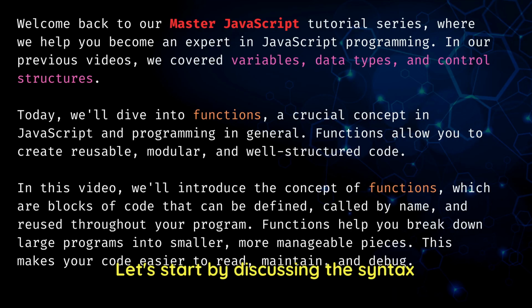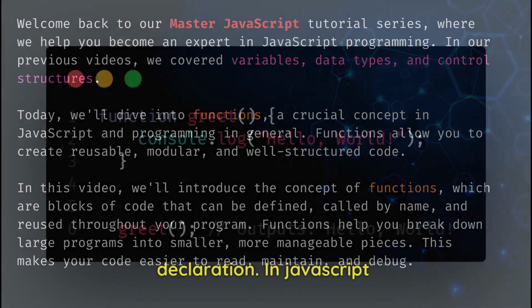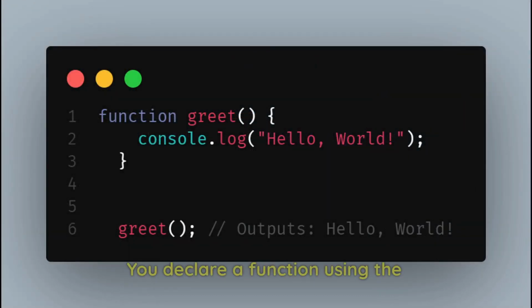Let's start by discussing the syntax of a function declaration. In JavaScript, you declare a function using the function keyword, followed by the function name, a pair of parentheses, and a pair of curly braces containing the function body. Here's an example. You can call a function by using its name followed by parentheses.